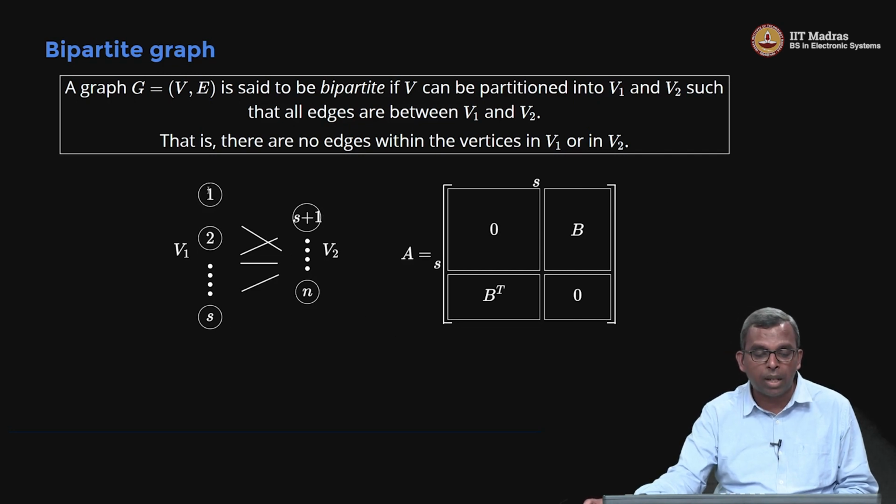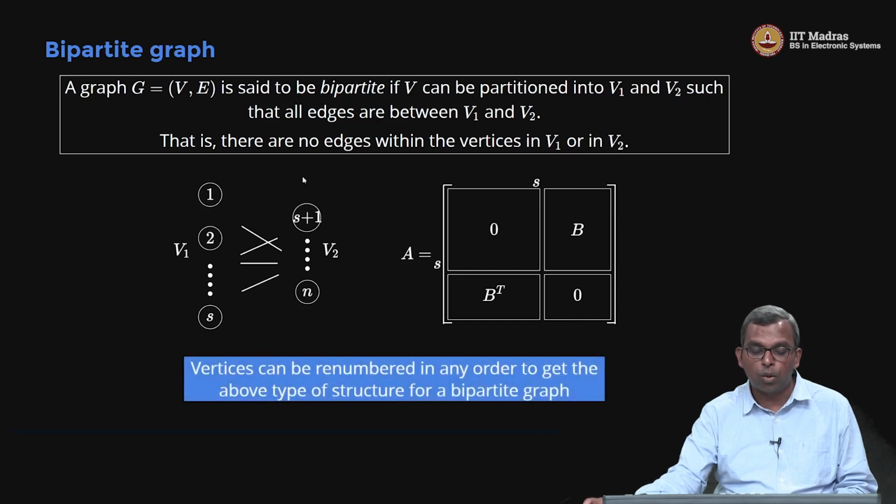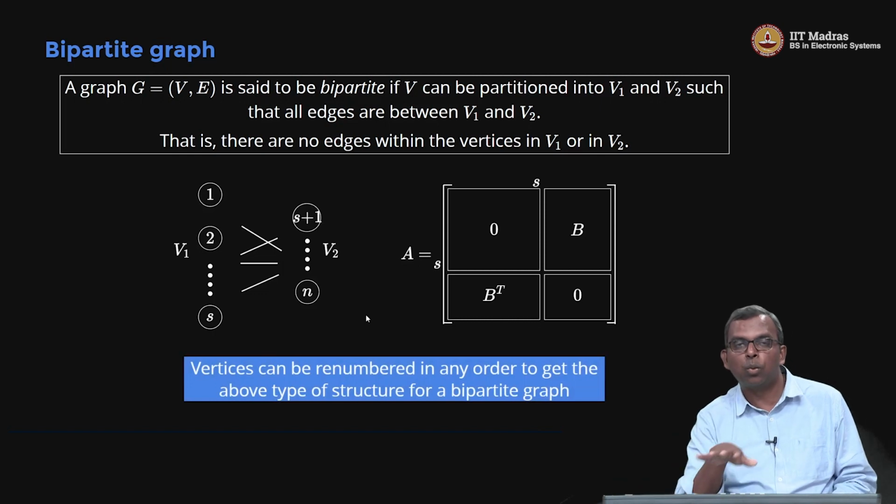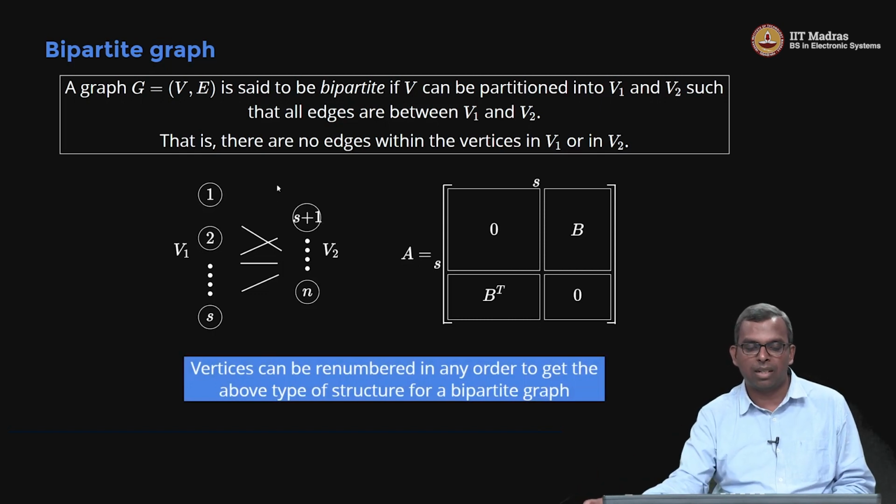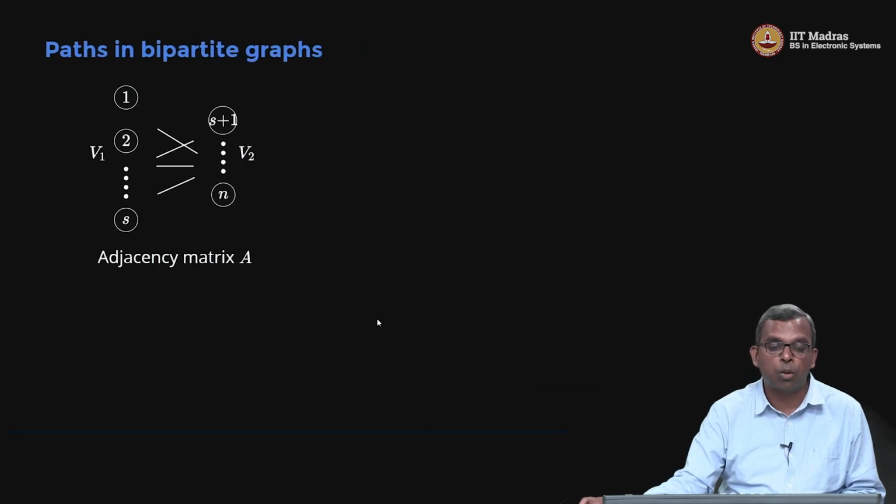Now you may wonder, why should I have 1 to s here and s plus 1 to n here? That may not be true, but it turns out you can renumber the vertices in any order, and you will end up getting this structure. You just simply renumber them so that V1 becomes 1 to s and V2 becomes s plus 1 to n. This may not be very easy, but if you do that, then you will get this kind of structure.